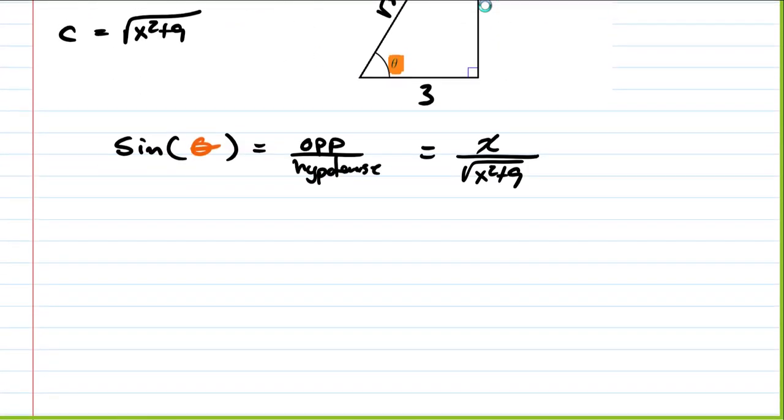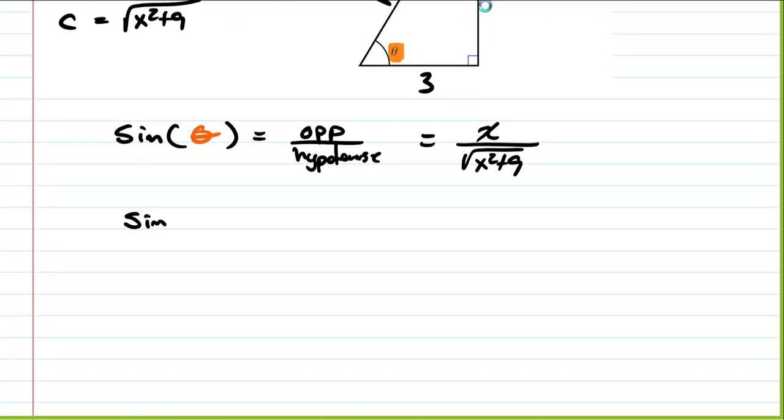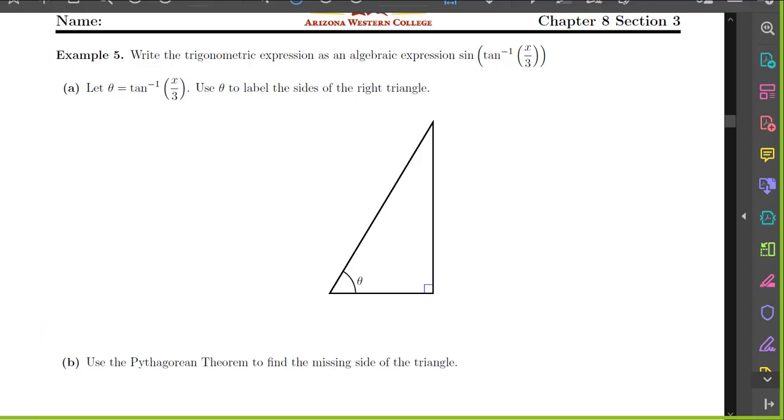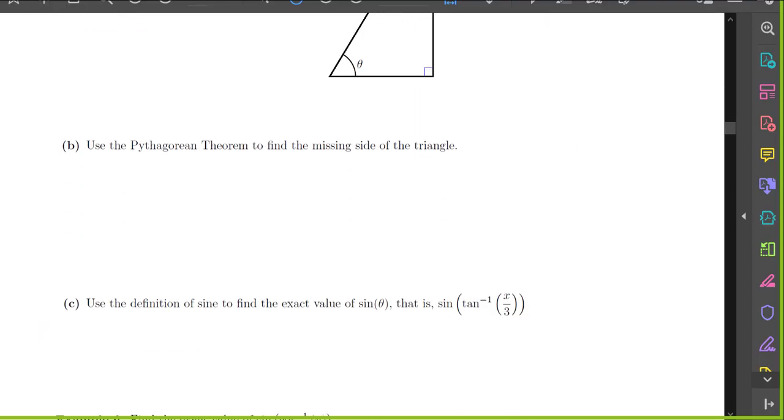So, chaining all of that together, the sine of the tangent inverse of x over 3 is the same as x divided by the square root of x squared plus 9. So we can simplify the composition of inverse trigonometric functions and trigonometric functions by expressing them as rational functions using the definitions of sine, cosine, tangent, and so forth.